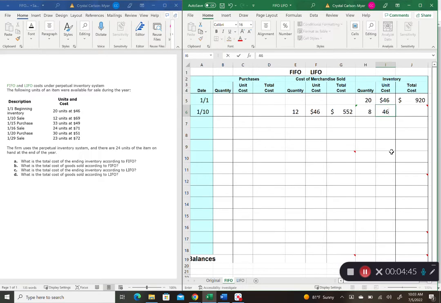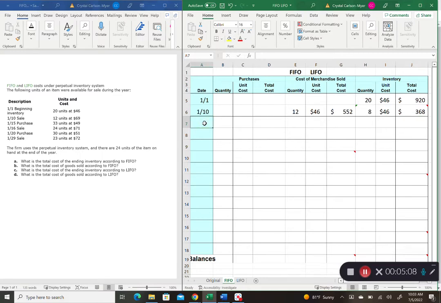Again, they cost me $46 per unit. So just multiply out the 8 units of remaining inventory times the cost of the individual inventory. So I have a total cost of my ending inventory now of $368. And the cost of the goods that I sold on this date of January 10th is $552.